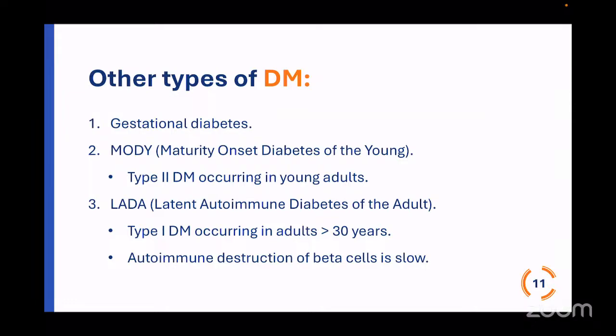The other type, which is a rare type, is called MODY, maturity onset diabetes of the young. This is essentially type 2 diabetes, but occurring in young adults. The third type is LADA, which is an abbreviation for latent autoimmune diabetes of the adult. This is type 1 diabetes, but occurring in adults more than 30 years old. The difference between LADA and type 1 is that the destruction in LADA is slow, while in type 1 diabetes the destruction is faster.